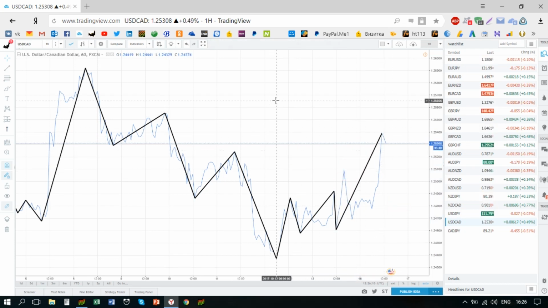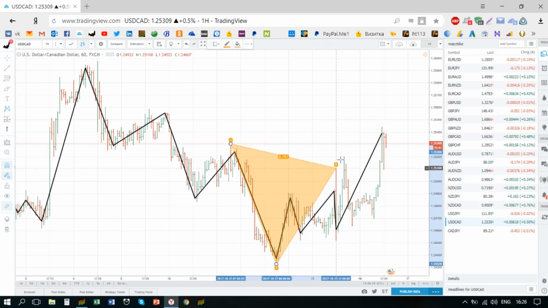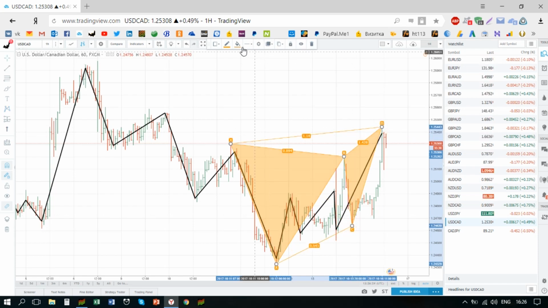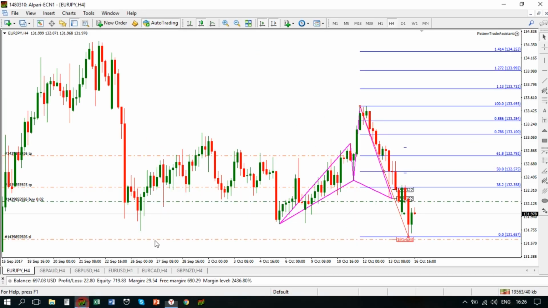and look what we have here. A potential butterfly pattern, I suppose. If we started from this to this to this, and here we are. The butterfly pattern is in place. Dollar Canadian, let's go to MetaTrader.